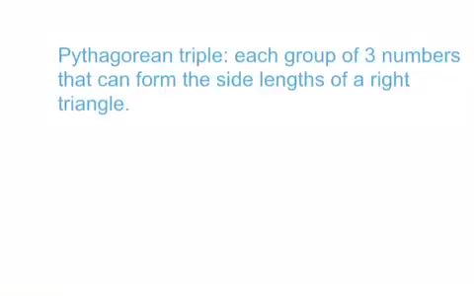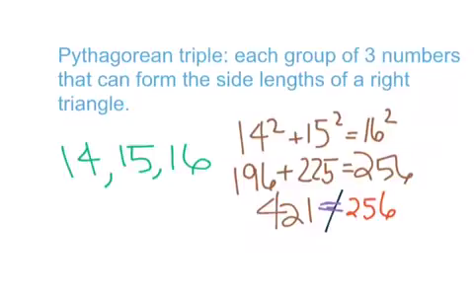So let's do this one together. Let's do 14, 15, and 16. Okay, so right now I want you to pause the video and try to tell me if these 3 side lengths would equal a right triangle, and then hit play and check your answer. So you probably discovered that 421 does not equal 256, so these 3 side lengths could never make up a right triangle. Okay, so there's no Pythagorean Triple here.